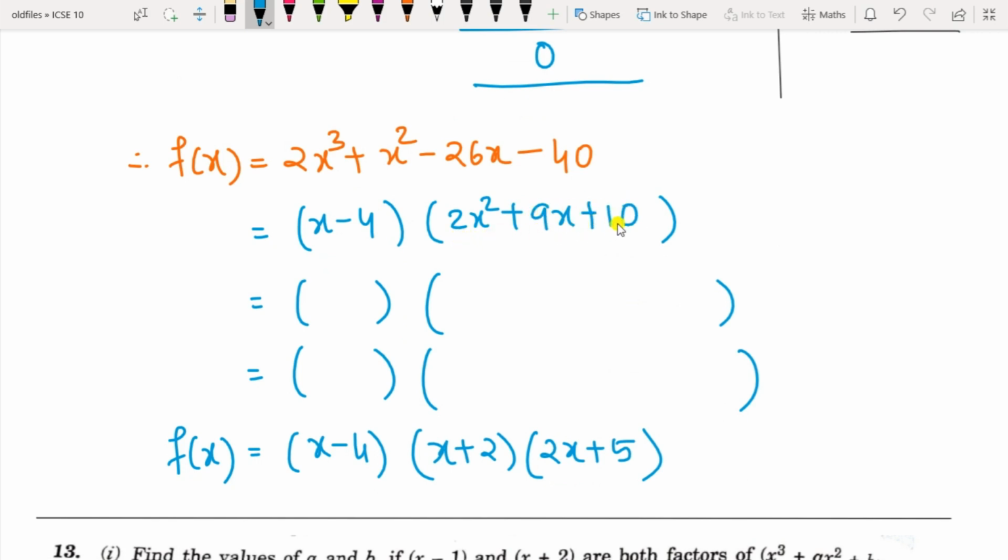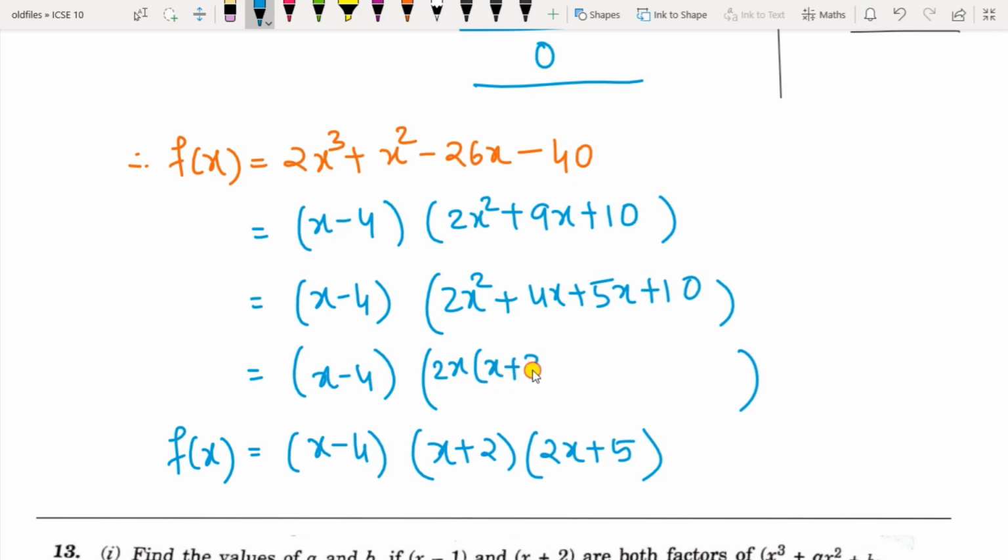Now you can solve this. This is a quadratic expression. Write this x minus 4 as it is, and this will be 2x square plus, 2 tens are 20, and you want 9. So by the splitting method, 4x plus 5x plus 10. So this is x minus 4, take the common 2x: x plus 2, plus 5 times x plus 2. So x plus 2 is one bracket and 2x plus 5 is another bracket. So these three are the factors of the given polynomial f of x.